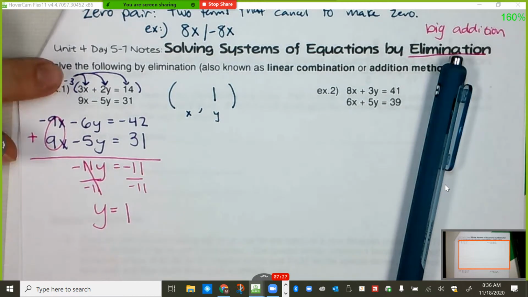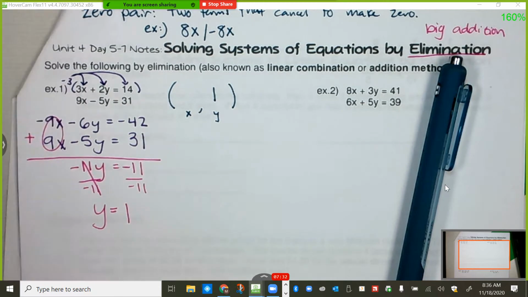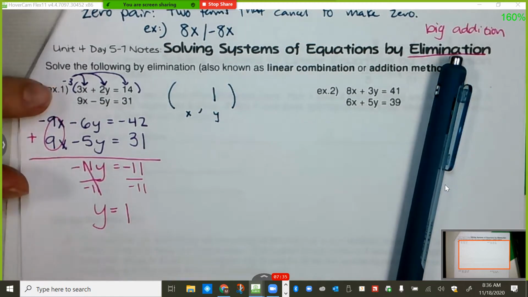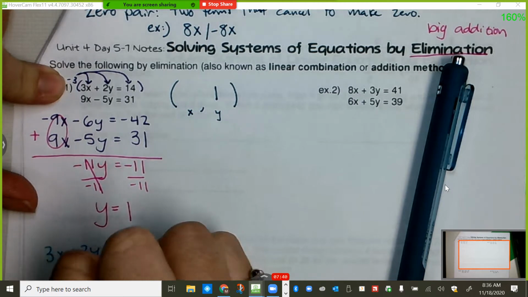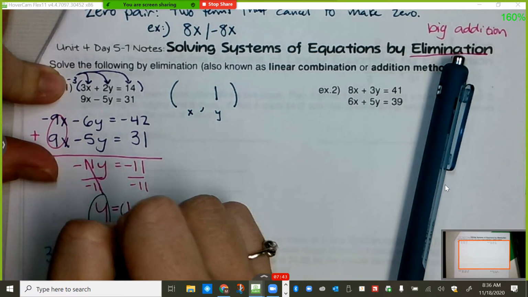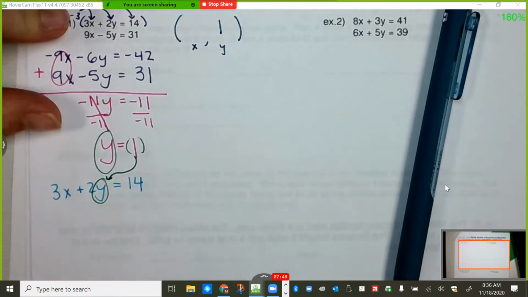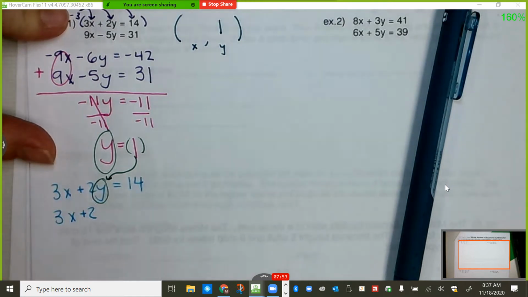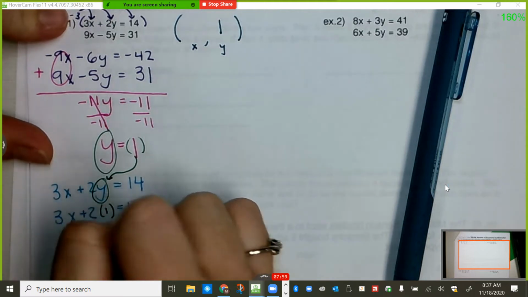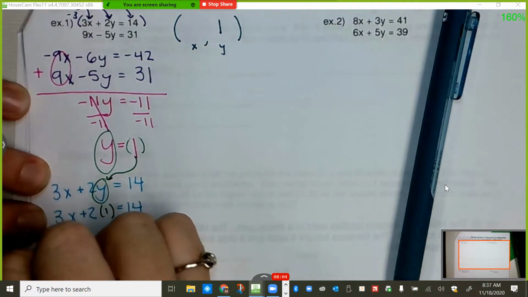Now, do you think it matters which equation you substitute it into? No, I always pick the one with smaller numbers. It's just me. Okay, so I would probably pick the top one. So I have 3x plus 2y equals 14. And I know that if y is 1, I can replace y with 1. Okay? So knowing that, I get 3x plus 2 times 1 equals 14. What is 2 times 1? 2. So this ends up being 3x plus 2 equals 14.